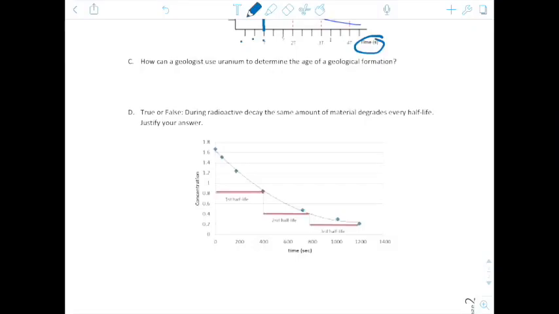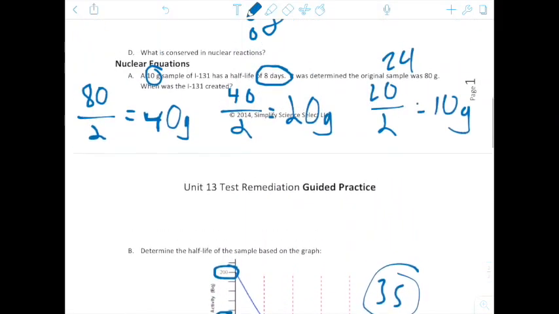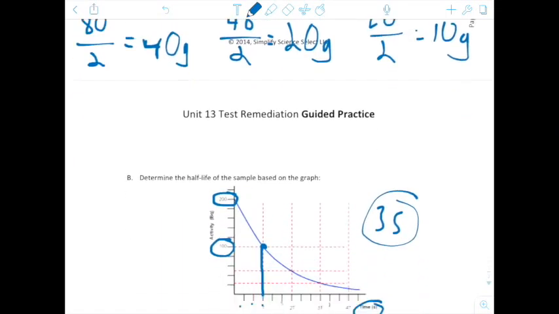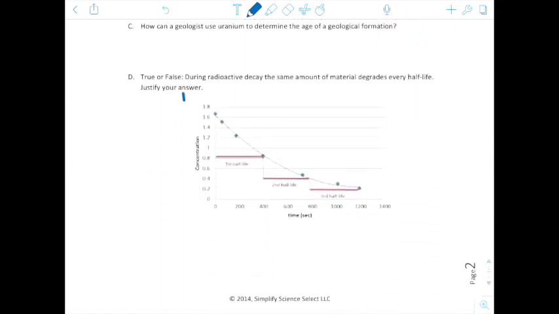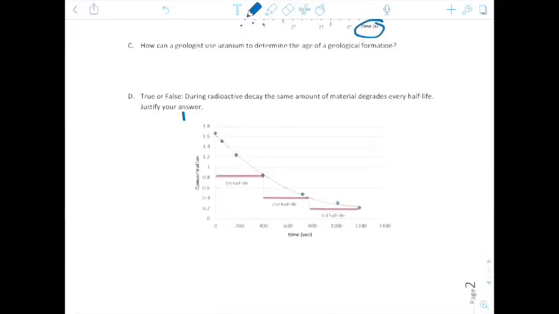True or false, during a radioactive decay, the same amount of material degrades every half-life. Justify your answer. So let's think about this. Yes, half of the sample is decaying, but on our first half-life, we went from 80 to 40. Second half-life, we went from 40 to 20. Third half-life, we went from 20 to 10. So is it true that the same amount of material degrades every half-life?